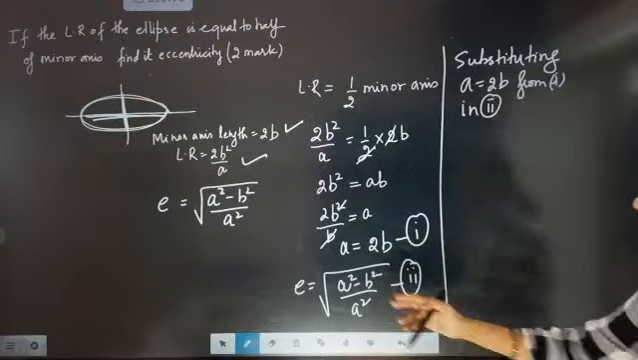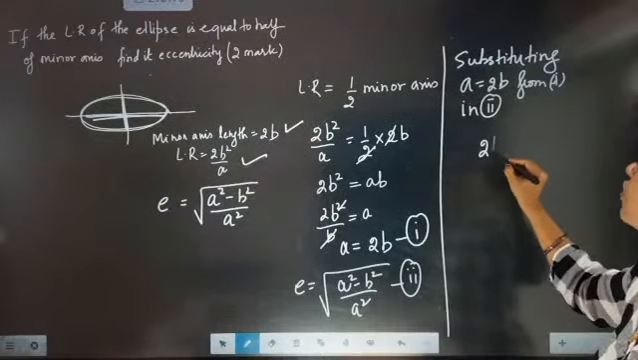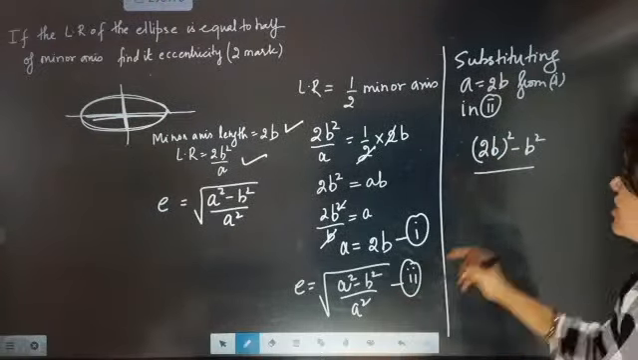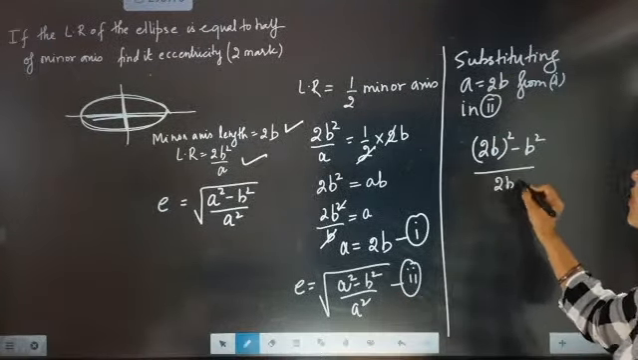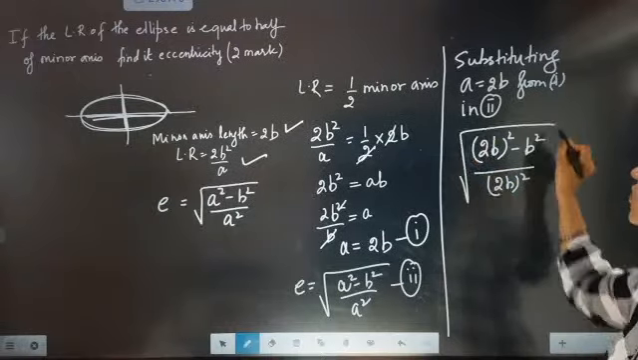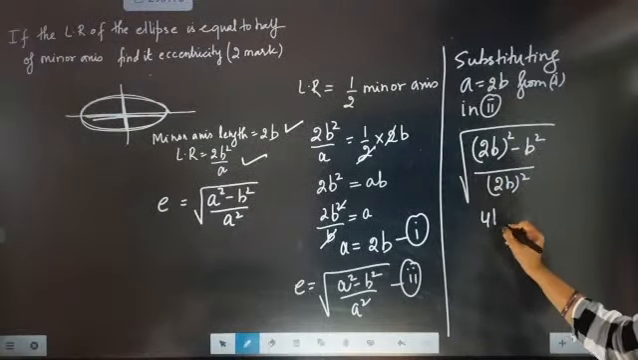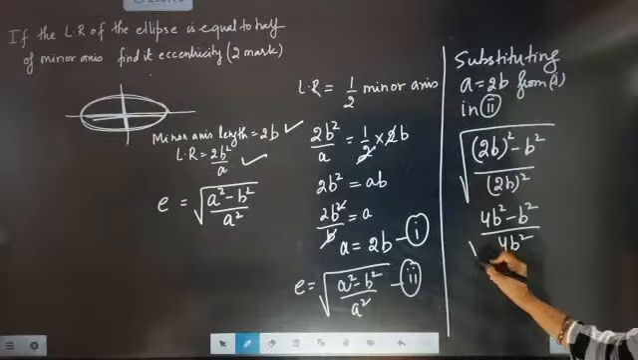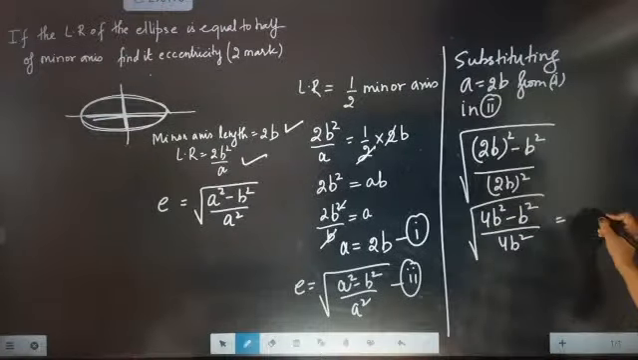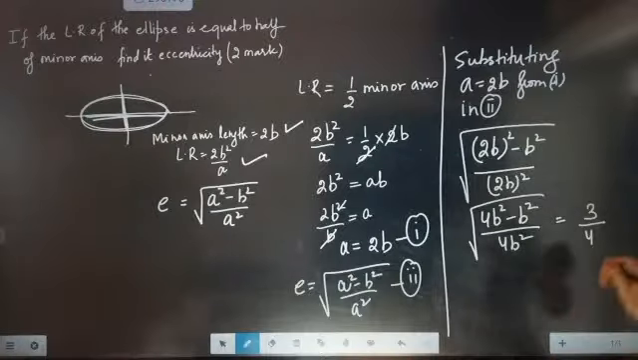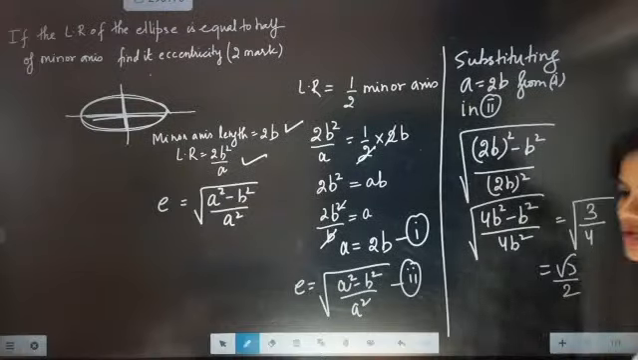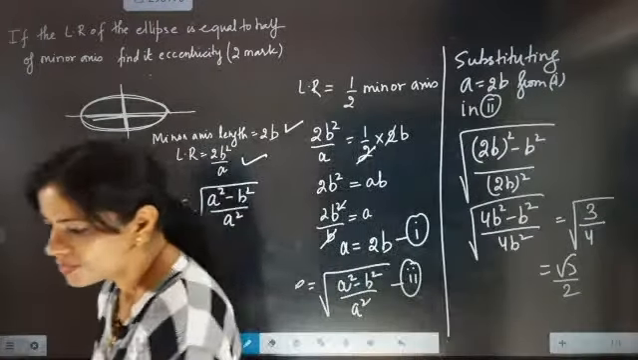into, so now what are you going to write here? 2b whole square minus b square. Now instead of a square you are going to put 2b whole square. So now what answer are you going to get? 2b squared means 4b square minus b square by 4b square, root under. So this will become 3 by 4, root under. So it is coming as root 3 by 2. Eccentricity is coming as root 3 by 2.